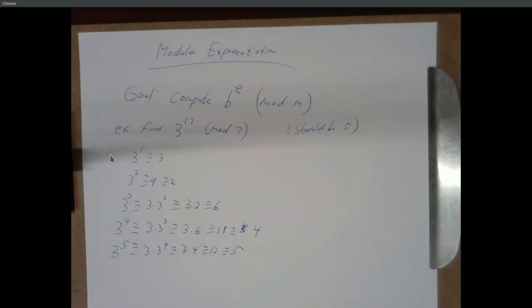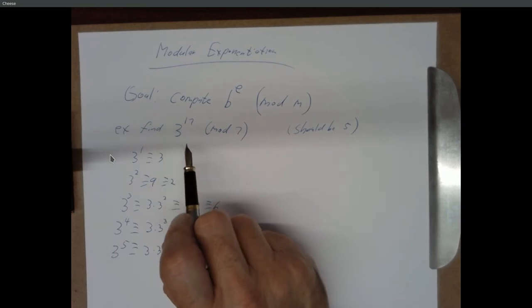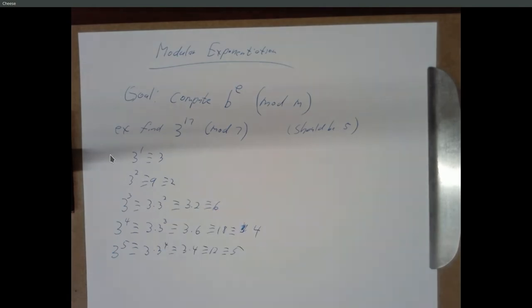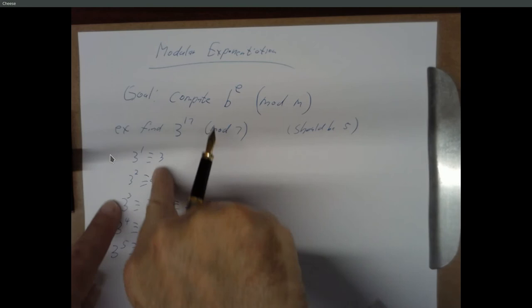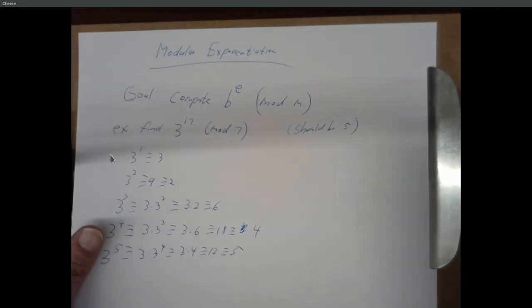But it's not a lot of fun, especially if instead of doing 3 to the 17th, we were doing 3 to the 17 millionth. We don't want to do this 17 million times. There's a better way we can do this. So this is not modular exponentiation. This is just plain old modular arithmetic. Let me show you modular exponentiation's approach.